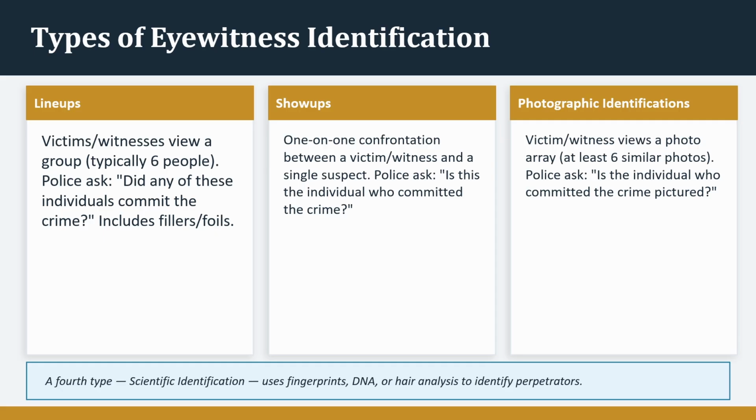A photographic identification, sometimes called a photo array or a six-pack, works similarly to a physical lineup, but uses photographs rather than live individuals. The witness is shown at least 6 photographs of similar size and appearance, and asked whether any of them depicts the person who committed the crime. This is the most common form of identification procedure in use today, primarily because it is logistically easier than assembling a physical lineup. There's also a fourth category worth mentioning: scientific identification. This includes fingerprinting, DNA analysis, hair and fiber analysis, and other forensic techniques.